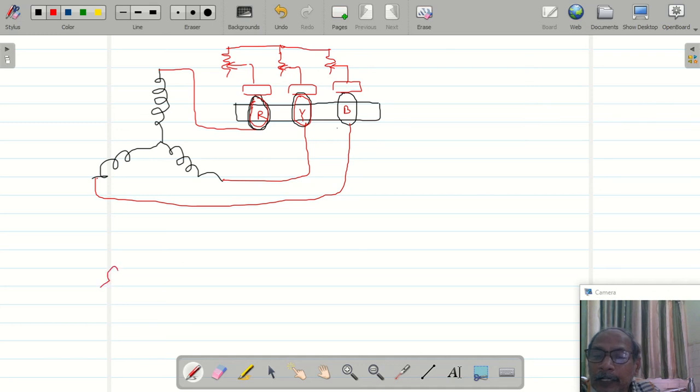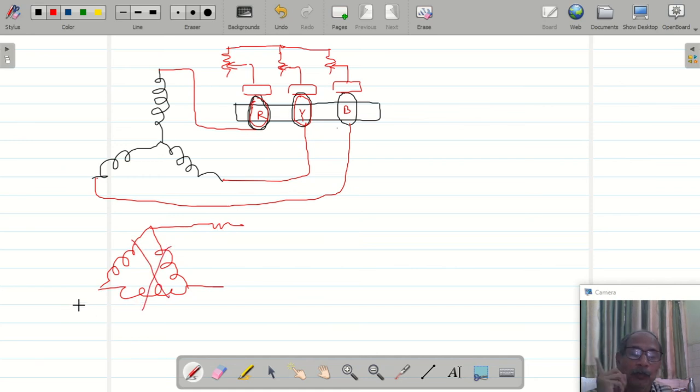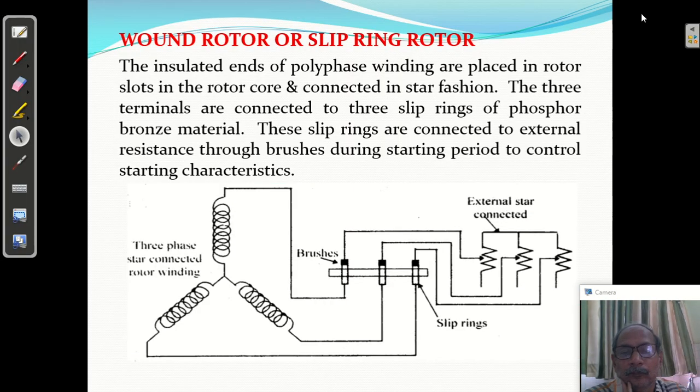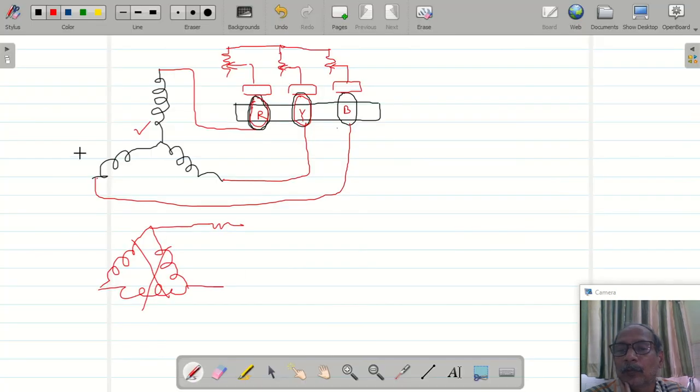अगर आपने ये winding delta लिया होता, what will happen? How will you connect external resistance? Suppose this resistance, इसके सीरीज में कैसे लगाएगा? It will not be connected in series with this winding or this winding. So कभी भी याद रखना, in case of slip ring induction motor, the rotor winding will always be star connected, not delta connected.